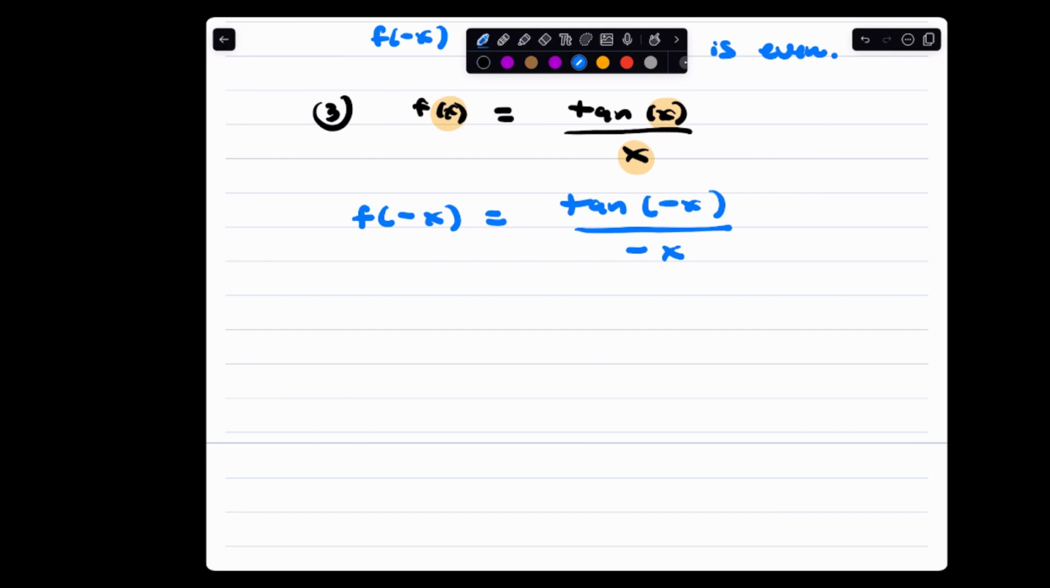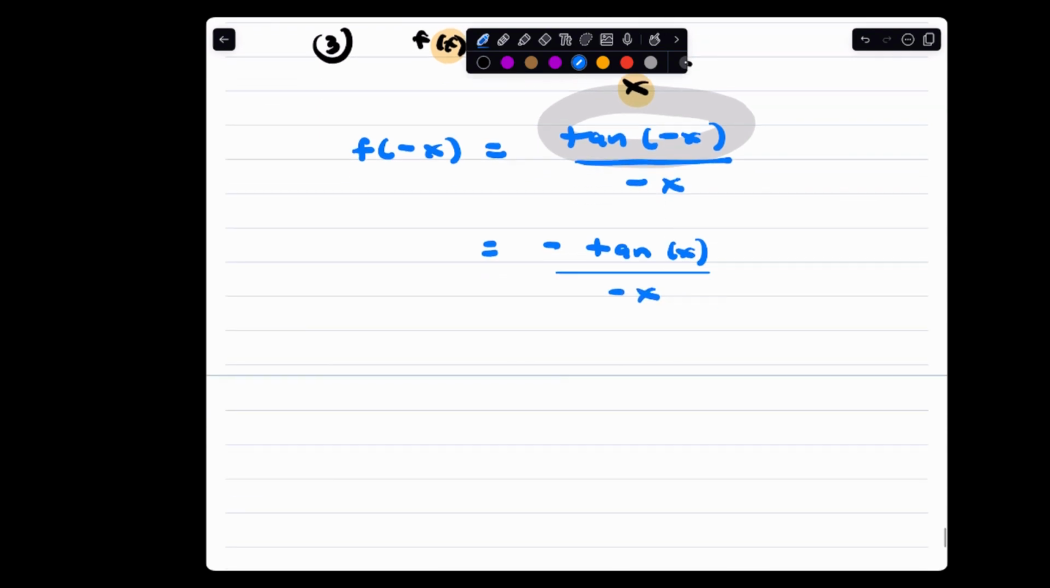Okay, so we're going to have to really think about what happens over here now. So what do we know about tangent here? What's tangent minus x? Negative tangent x. Good. And then you have this over negative x. Now remember what that negative sign means. This is negative 1 times, negative 1 times. So what's this negative over a negative? Isn't that positive, or it's gone? It cancels?